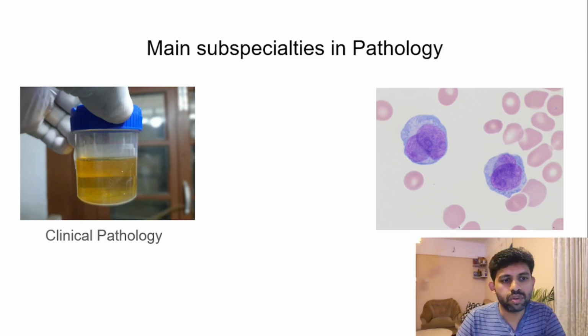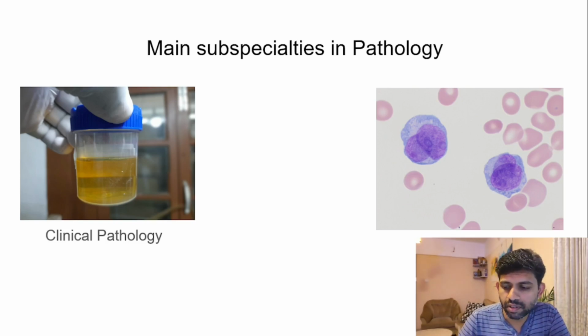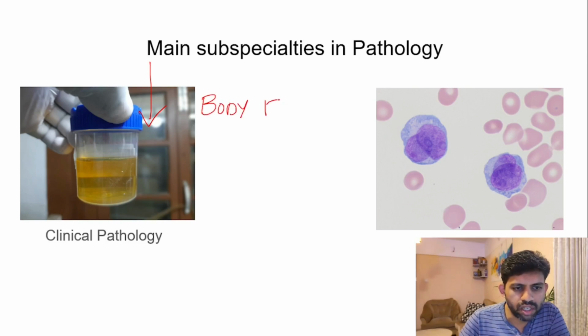Now we'll look into main subspecialties of pathology. Most pathology labs will have these sub labs or subspecialty labs, whatever you call it. So almost all pathology labs will have a clinical pathology lab. So clinical pathology in very simple terms is study of body fluids. That's it.